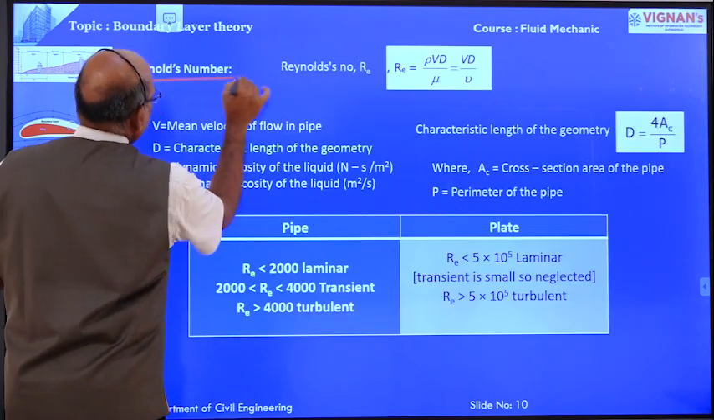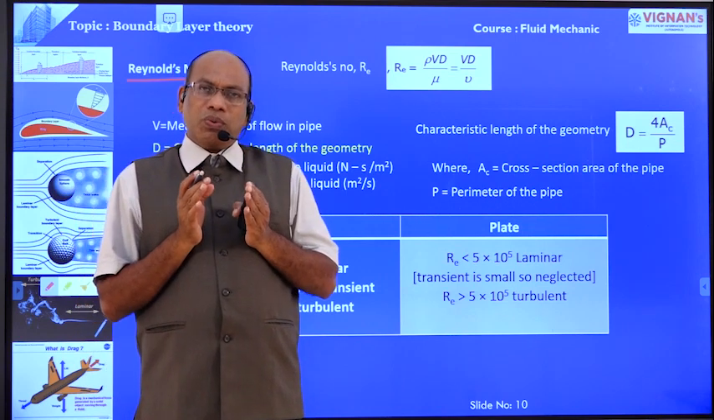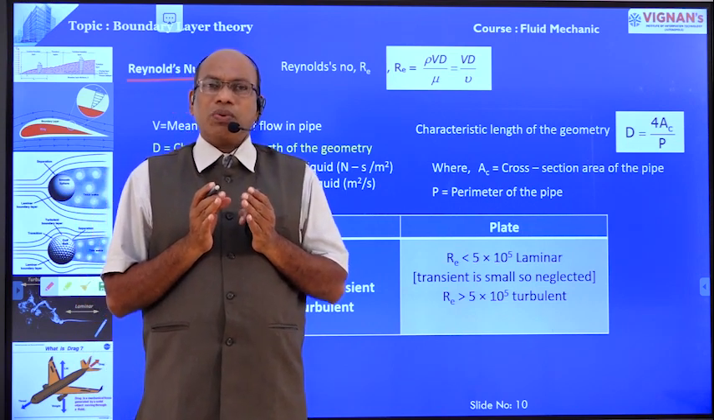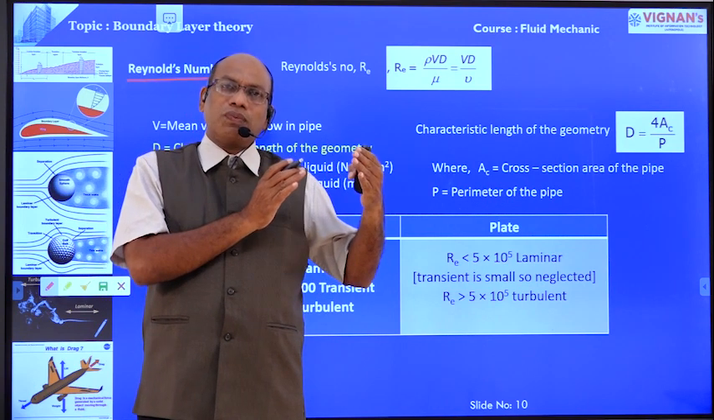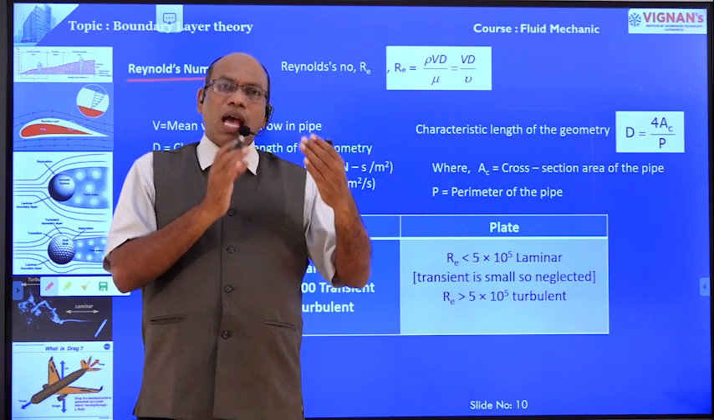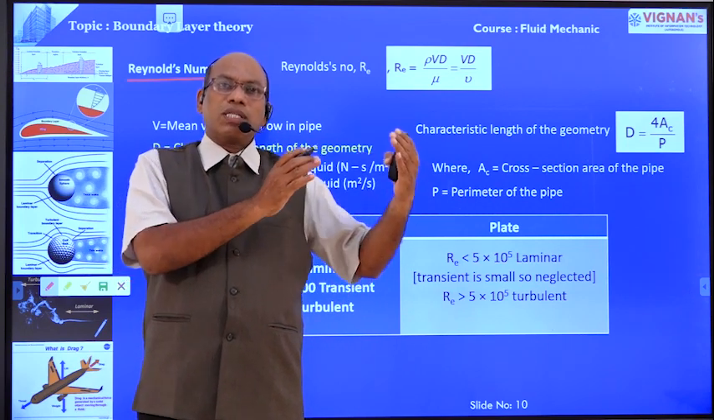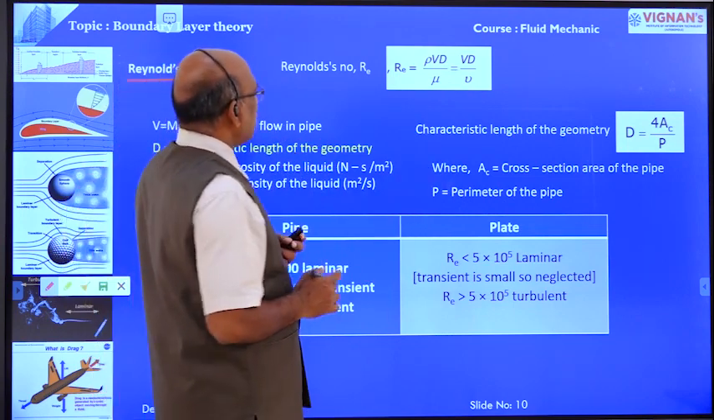Here we already discussed the Reynolds number. Now, based on the Reynolds number value, how do we classify laminar flow, turbulent flow and transition flow in case of pipes? And how do we classify laminar, turbulent and transition flow in case of plates? Okay, that is the only point here.